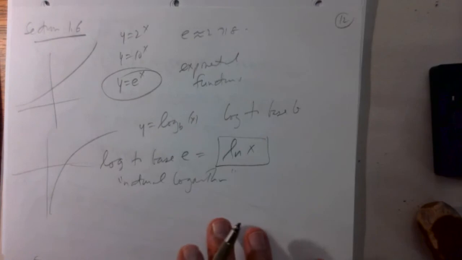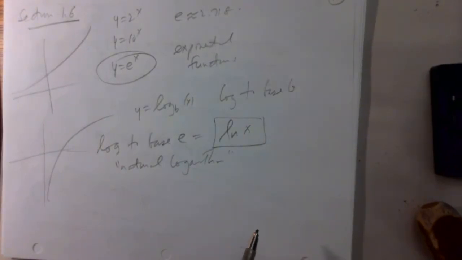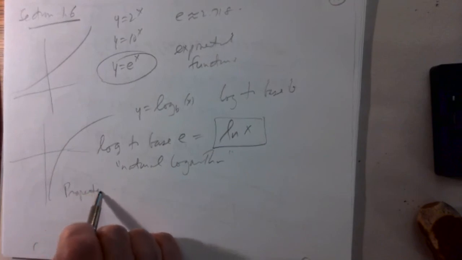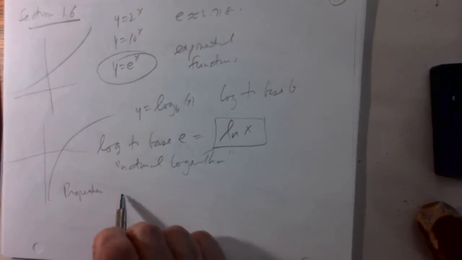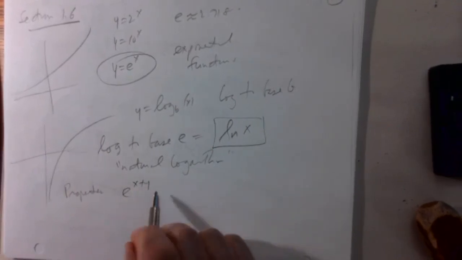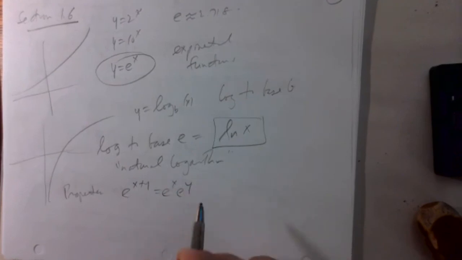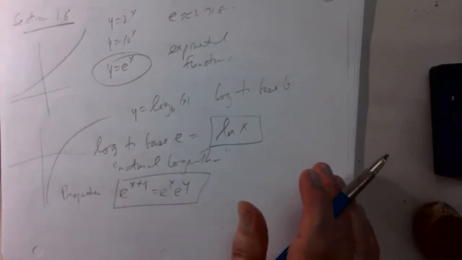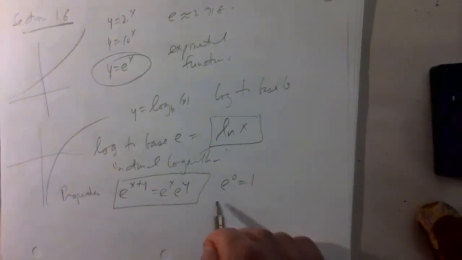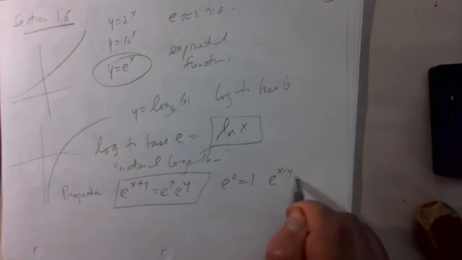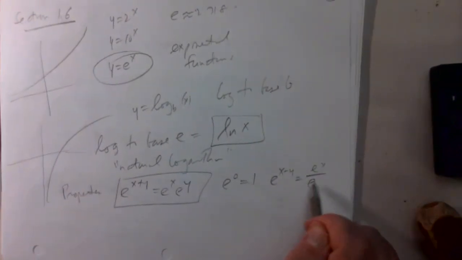And it's expected that you've learned at some point some of the basic properties of the exponential and the logarithm functions. So if you have the exponential function, if you take e to the sum of two powers, that's e to the x times e to the y. That's the most important property. E to the 0 is 1. E to the x minus y is e to the x divided by e to the y.